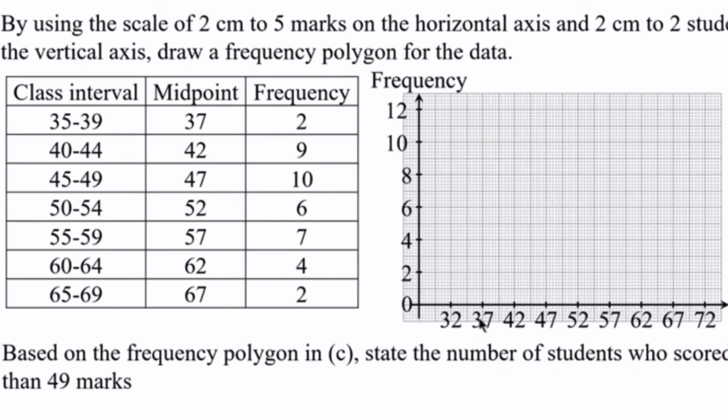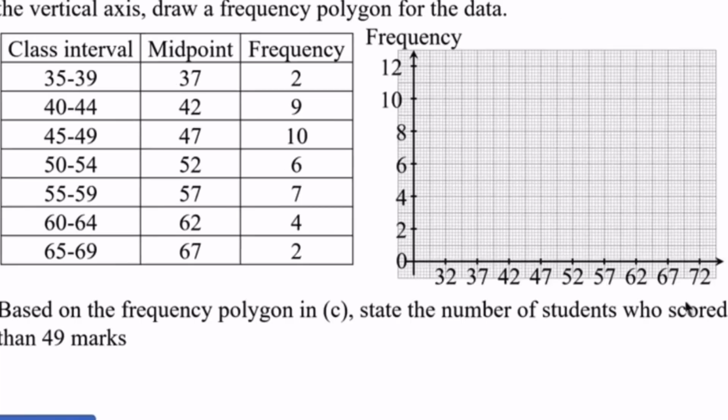now let's do it together. Take out your graph paper. I'm waiting for you to label your frequency, starting from 0 to 4, 6, 8, 10, 12, and also your horizontal axis. We don't have x and y, so please do not label x and y. On the horizontal axis, we have the marks.